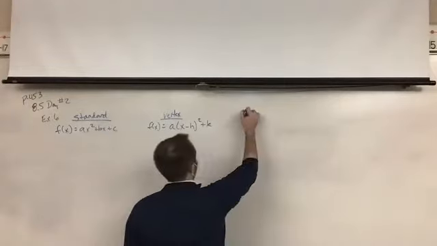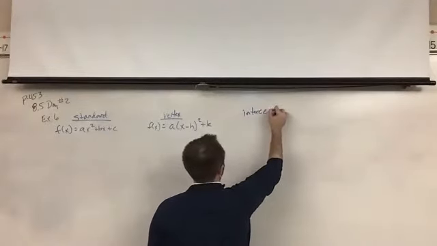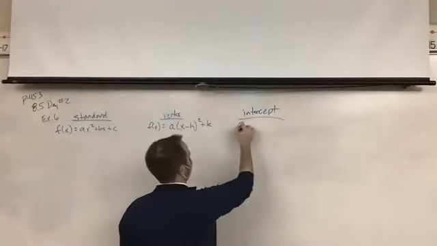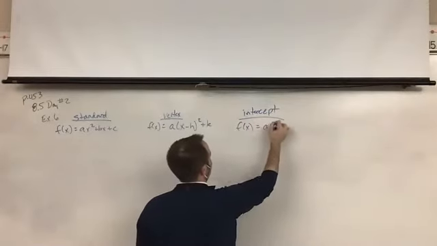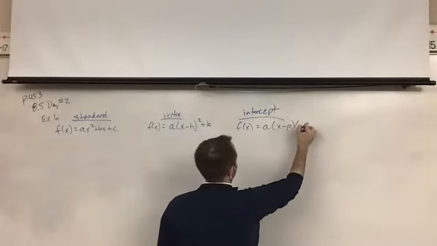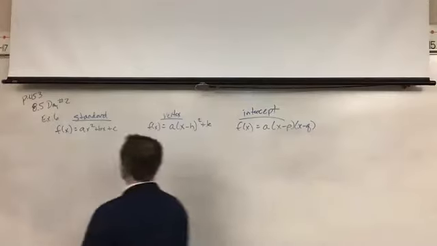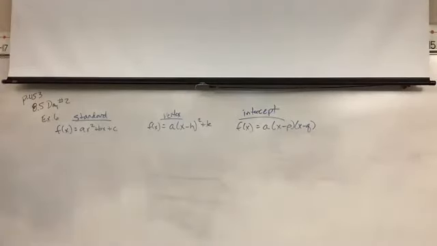And then we have intercept form. And intercept form was a times x minus p times x minus q. So those are the three forms that we are using today.